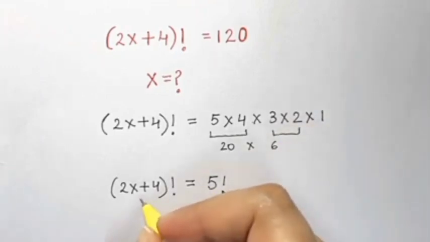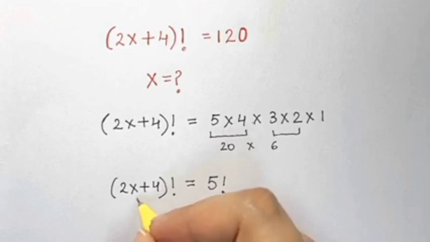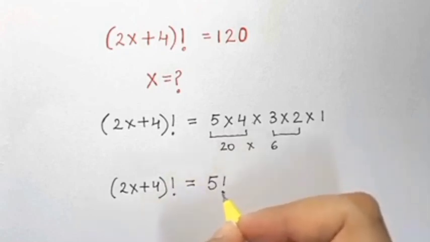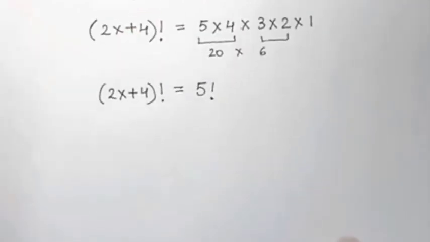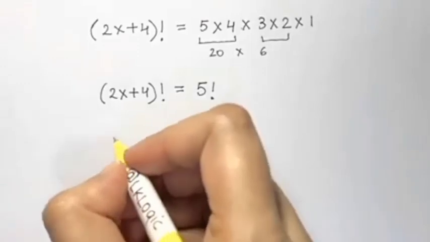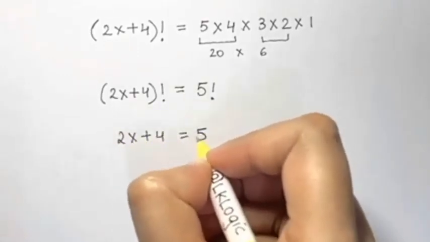Now as x factorial is a strictly increasing function and thus an injective function, that's why if (2x + 4)! is equal to 5!, this binomial and 5 must be equivalent. So we can equate them. Factorials get cancelled. So therefore we have 2x + 4 equals 5.